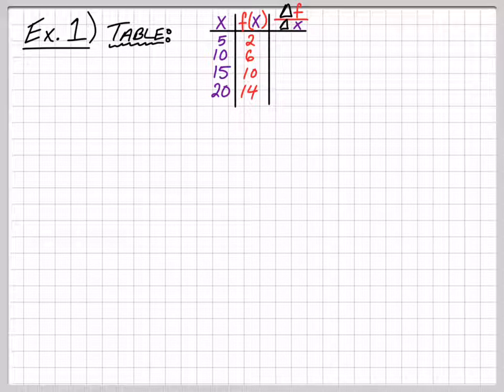So let's look at the first 2 points here. We got 5, 2, and 10, 6. Think of those as just coordinate points that you could graph. And in this column, we're going to find the slope between those 2 points.